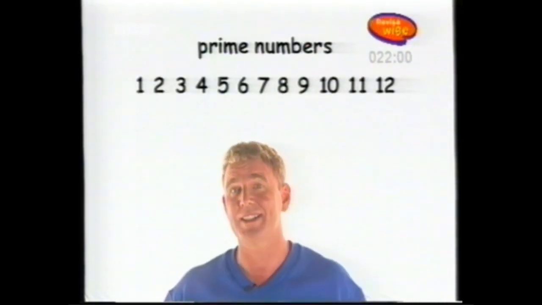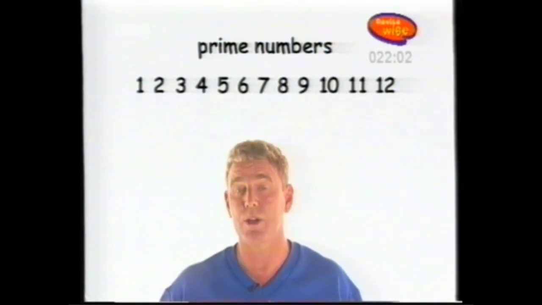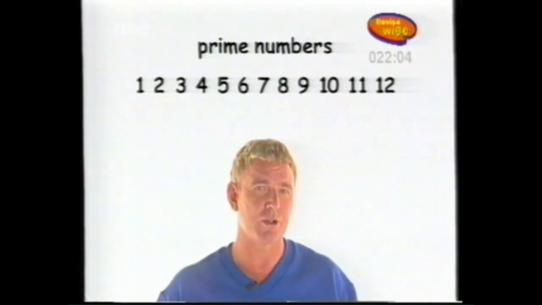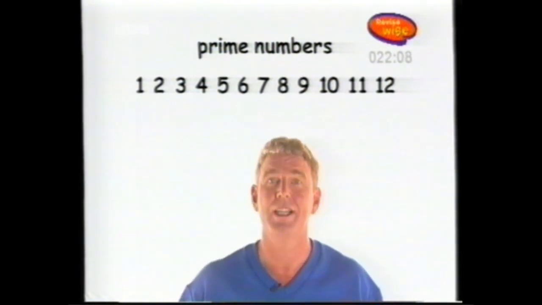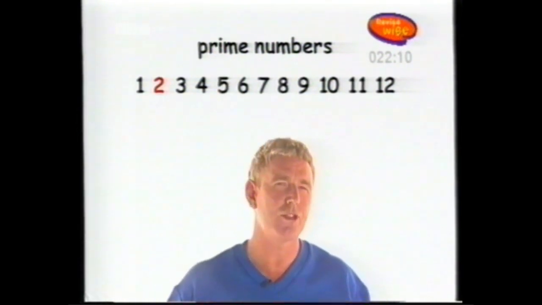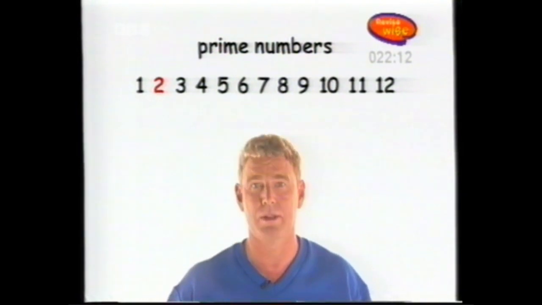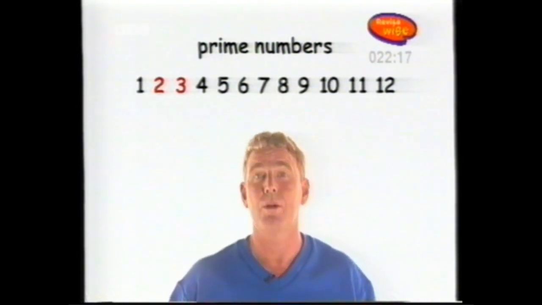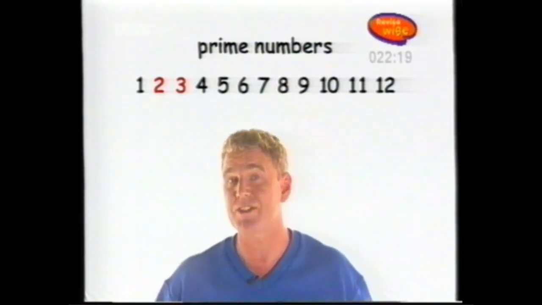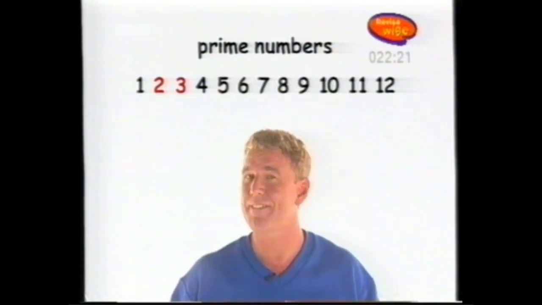A prime number is a number that is only divisible by itself and 1. Let's spot a few prime numbers. Now 1 doesn't count as a prime number, so what's next? 2. Can it be divided by another number? No, so it's a prime number. 3. No, so it's a prime number. 4. Well, 4 divides by 2, so it's not a prime number.